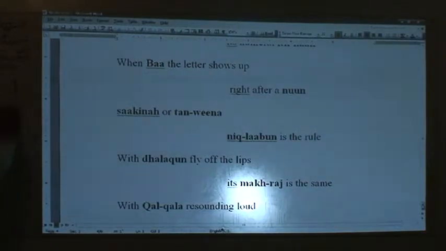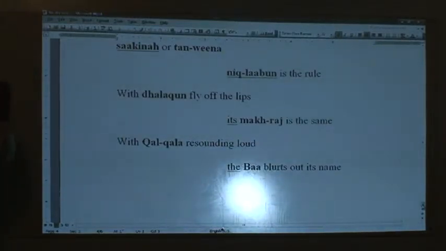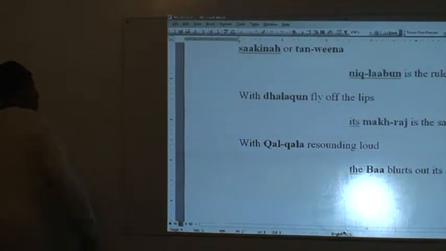With dalakun fly off the lips, its makhrij is the same. With dalakun resounding loud, the ba better shout its name. That's why it's lovely to do poetry, because when you mess up, you know something's wrong, something ain't right. Okay? So, go back to the beginning. Please go back to the beginning.